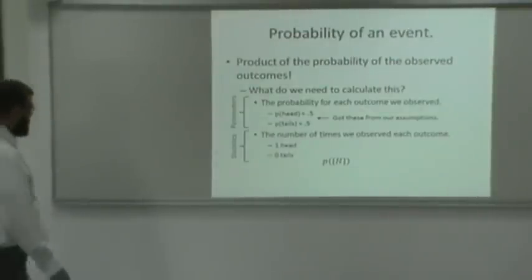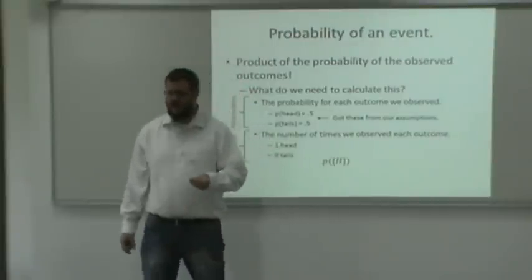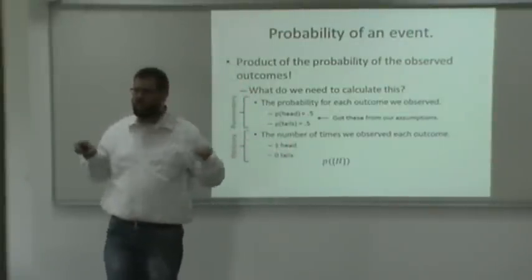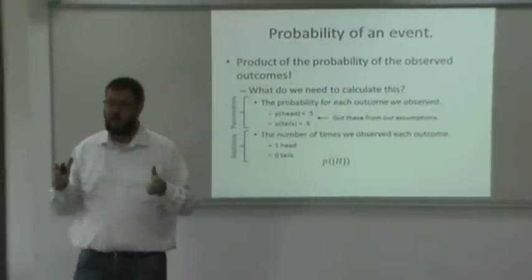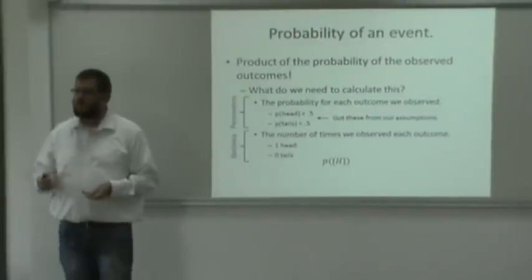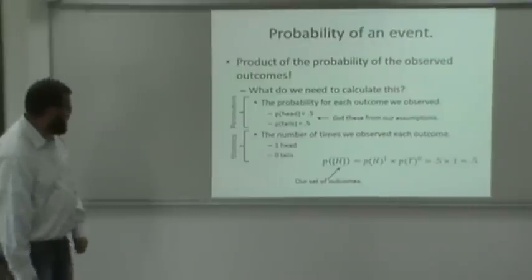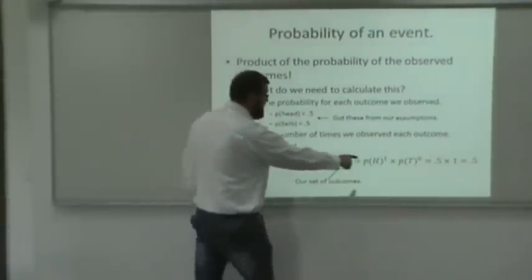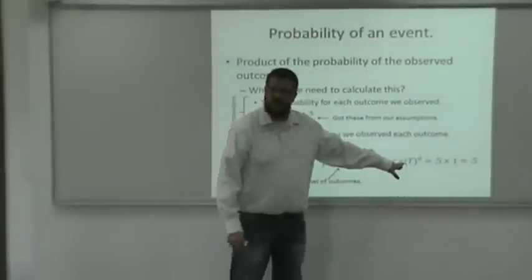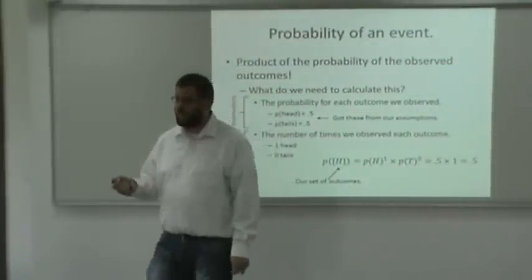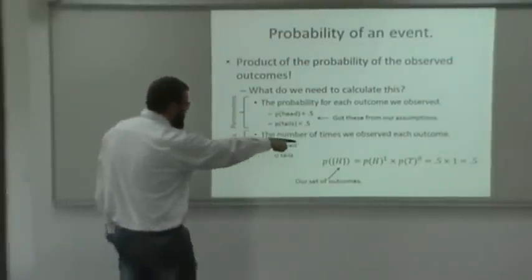Okay, so the probability of the event heads. I've got these curly brackets on there to indicate the particular set of outcomes that we had, right? We had one flip, so our set of outcomes was just one head. And this is equal to the probability of heads raised to the number of heads that we got, times the probability of tails raised to the number of tails that we got. You guys remember that? So all this is 0.5 times 1.